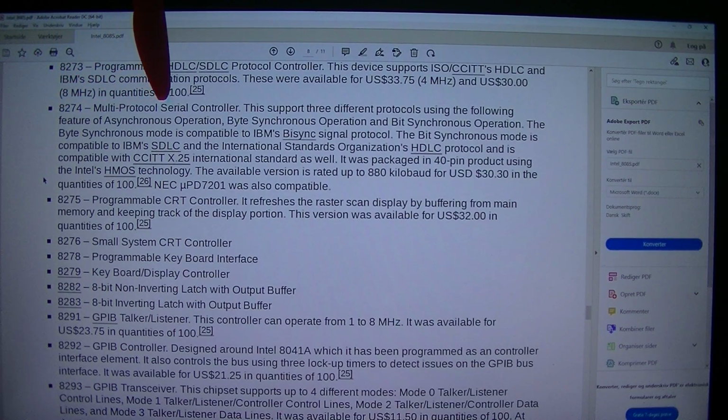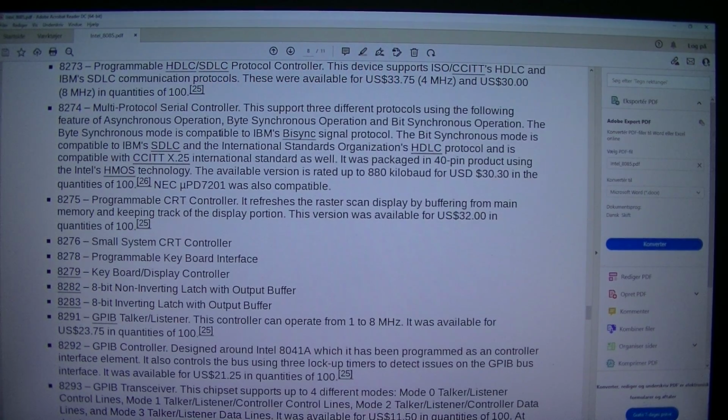8274 multi-protocol serial controller. This supports 3 different protocols using the following modes: asynchronous operation, byte synchronous operation and bit synchronous operation. The byte synchronous mode is compatible with IBM's BiSync protocol. The bit synchronous mode is compatible with IBM's SDLC and the International Standards Organization's HDLC protocol, and is compatible with the CCITT X.25 international standard as well.